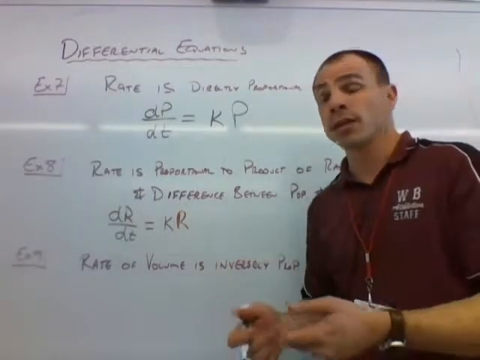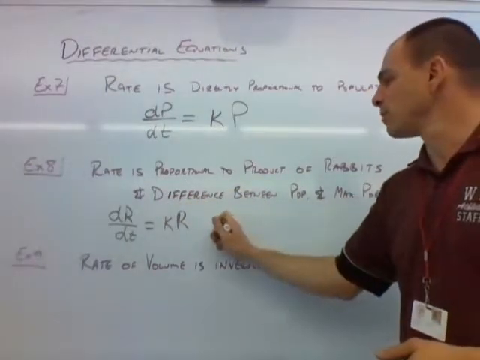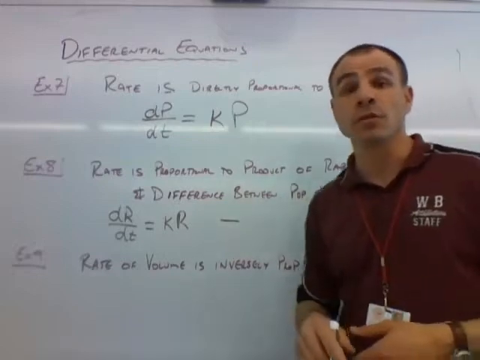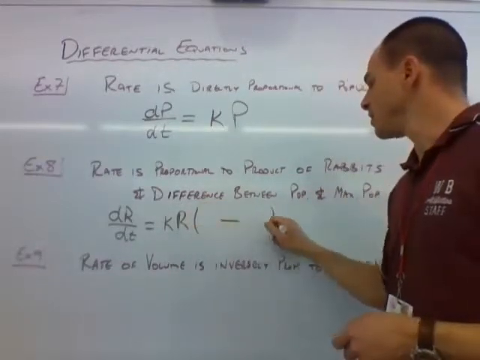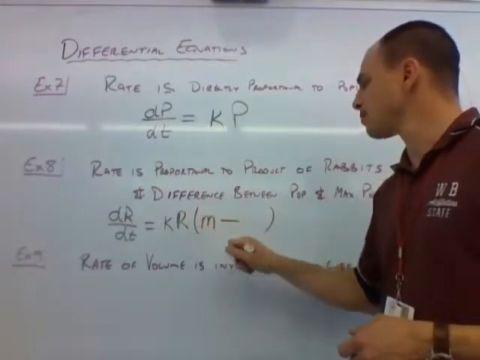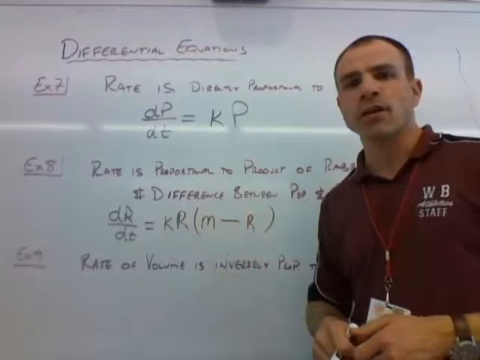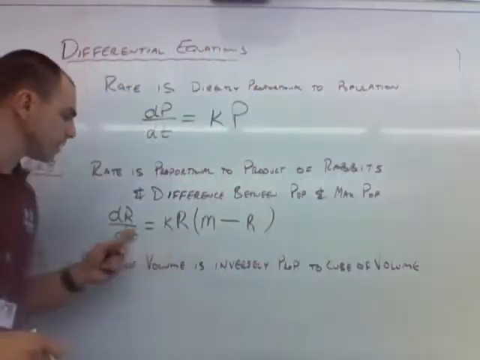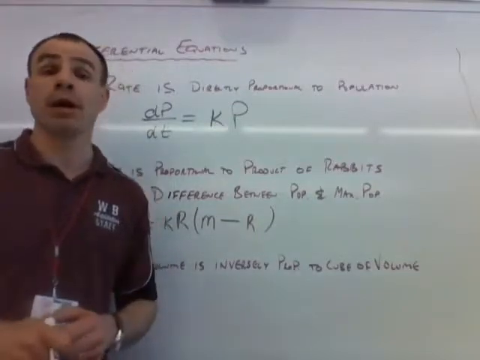What are we multiplying the rabbits by? The difference. Difference we know means subtraction between the population and the max population, and we're told that the max population is M. So we have a difference right there where M is the max population and the actual population is R. So this is actually like a logistic differential equation here. dR/dt is equal to kR times the quantity M minus R.